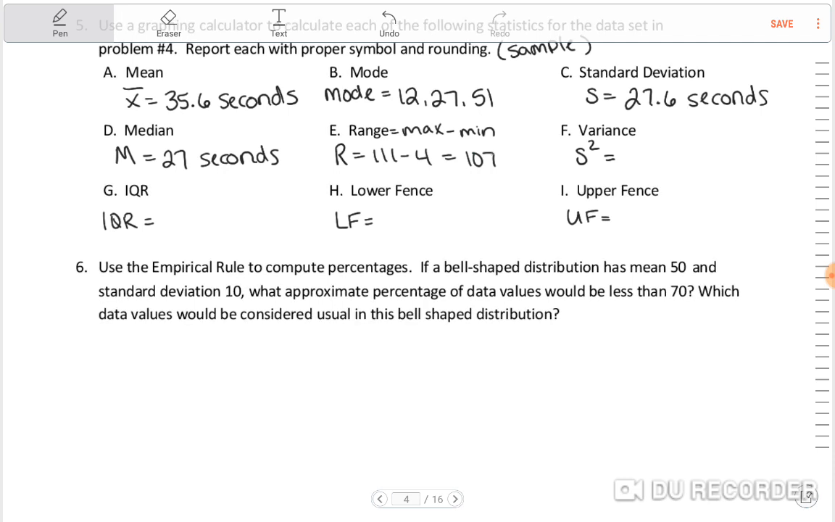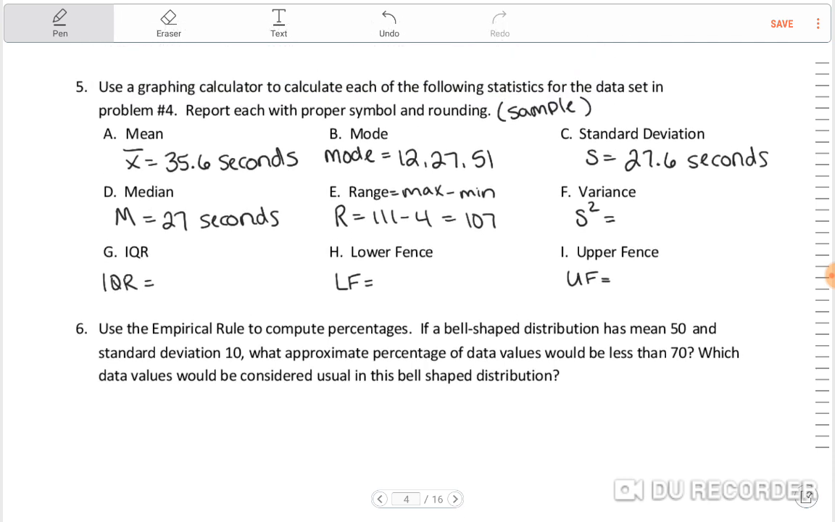Seconds. This also would be in seconds. So let's see. Variance. Okay, so here's how we find variance. You're probably thinking, oh, we just take 27.6 and square it. Or at least I hope that's what you're thinking, and you'd be on the right track if you said that. The thing is, though, if we square this number where it's rounded, our variance is not going to be right. We're going to have to actually write down the entire value of S and then square that value.